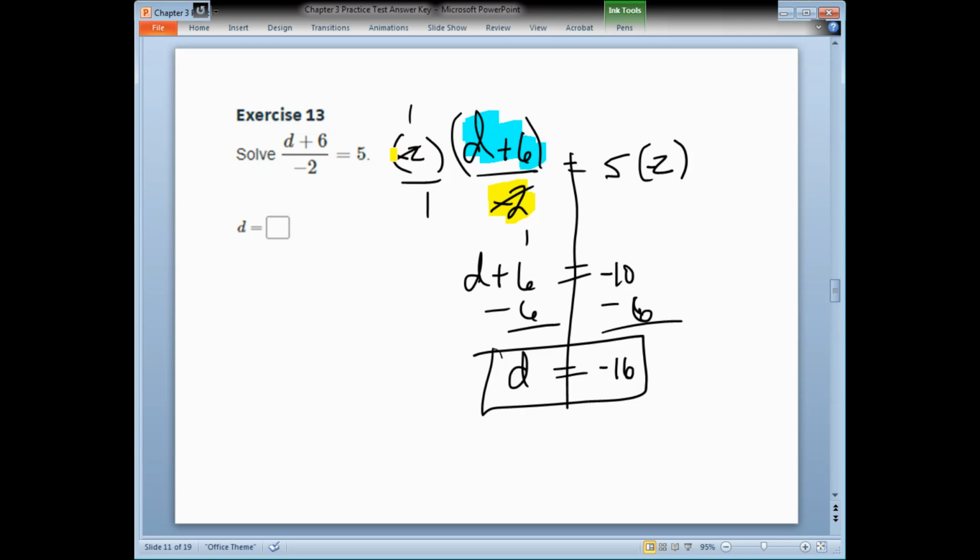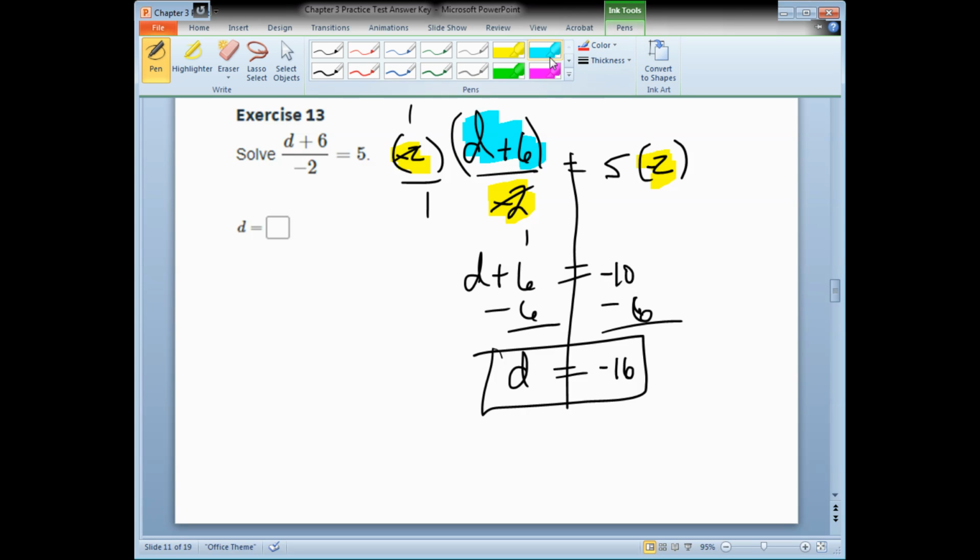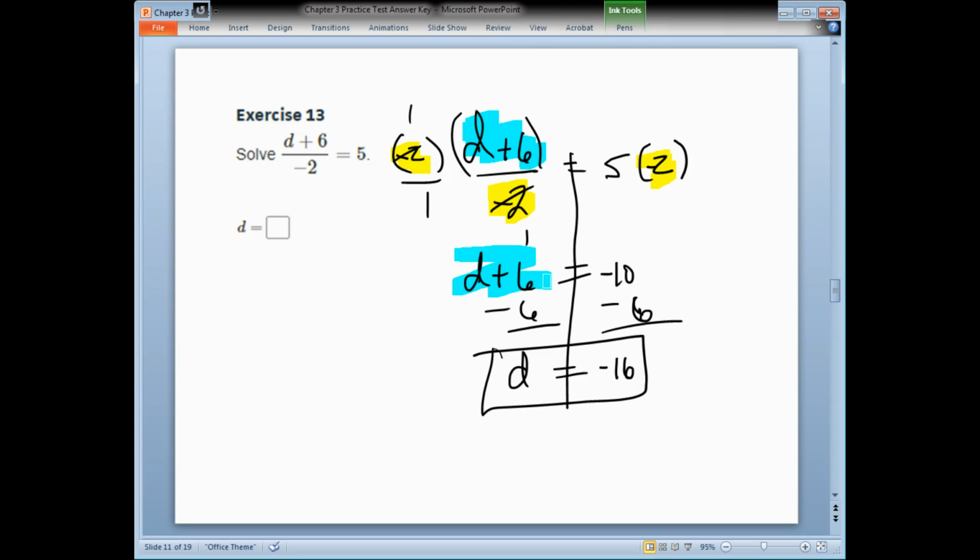So I multiply both sides by -2. And I end up with whatever's left inside those parentheses, which is d plus 6. Subtract 6 from both sides, and I get my answer. -10 minus 6, -16.